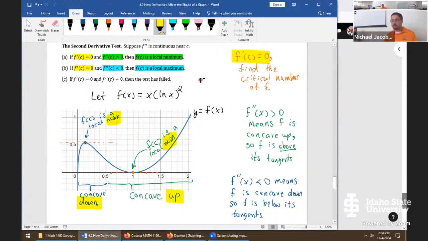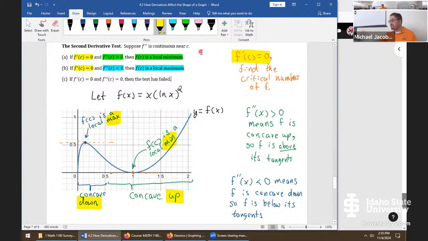Well, we'll try out the second derivative test, but notice this right here. If the critical number comes out as 0, that's great. But if the second derivative at that critical number is zero, the test has failed. What we mean by the test has failed is it's inconclusive. There could be a local max there, or a local min, or neither. There's nothing going on at that point. You have to investigate further, and sadly, that usually means using the first derivative test to investigate further.